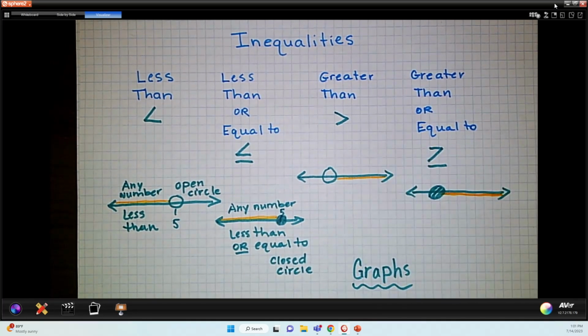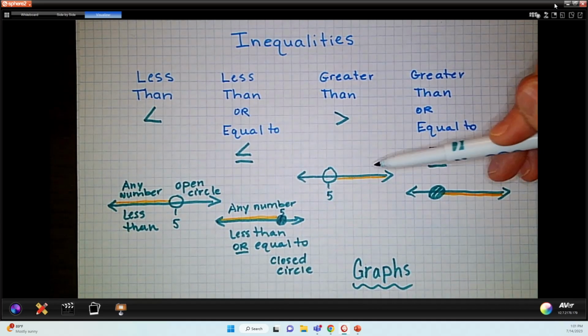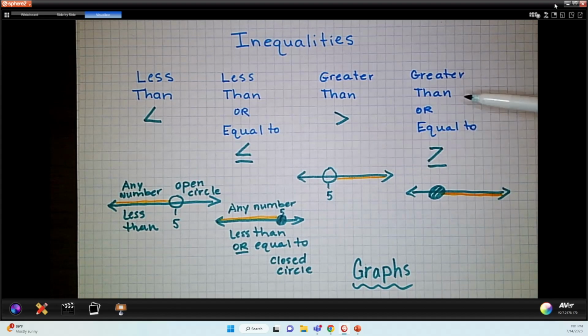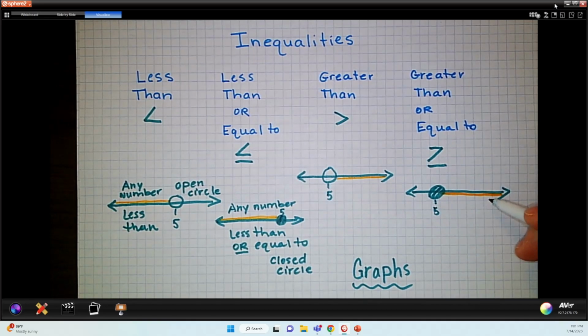And if we're doing greater than, using that same example, 5, anything greater than 5, not 5. But greater than or equal to, we would use the closed circle. That would be anything greater than 5, but also could include 5.